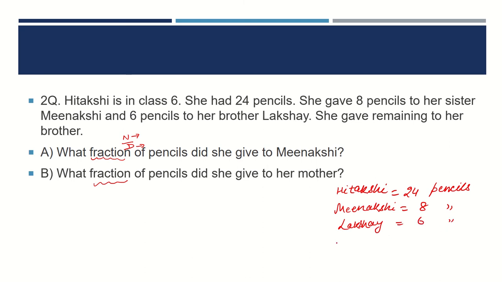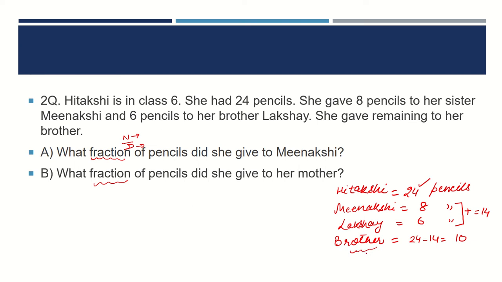She gave the remaining to her mother. So out of 24 she had already given 8 and 6. Means how much? 8 plus 6 is 14. So how many pencils had she already given? 14 pencils. She has given the remaining pencils to her mother. Means 24 minus 14, 10 pencils she had given. As I don't know about the name, so I am writing here mother.